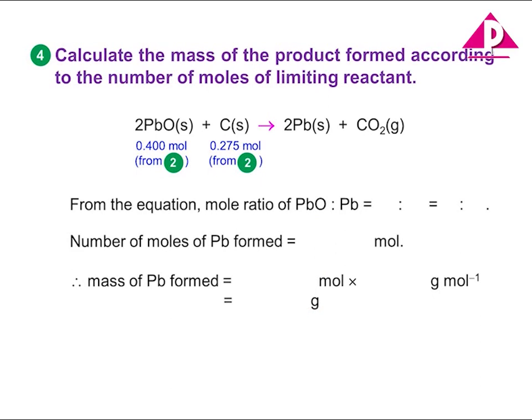Finally, calculate the mass of the product formed according to the number of moles of the limiting reactant. From the equation, the mole ratio of lead(II) oxide to lead is 2 to 2, which can be simplified as 1 to 1. The number of moles of lead formed is 0.400 moles. Therefore, the mass of lead formed is its number of moles, 0.400, times its molar mass, 207.2. That is 82.9 grams.